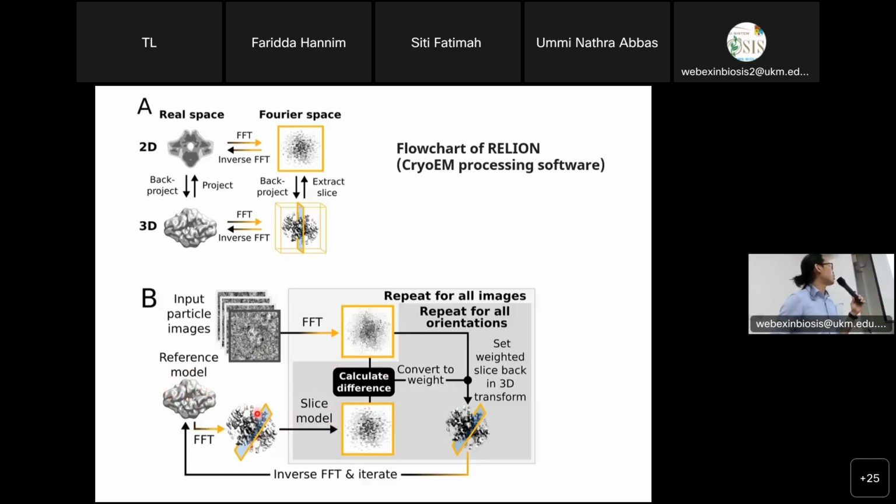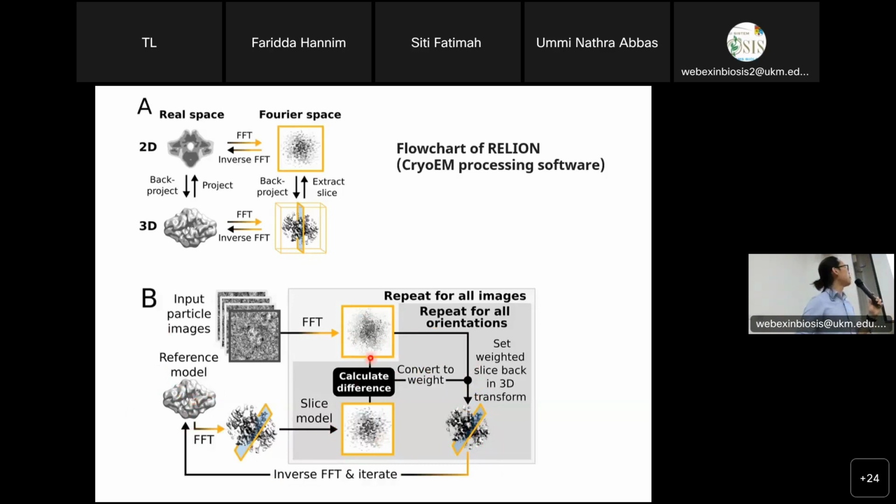So you get a Fourier transform of these reference models, and then you get your image and do a Fourier transform of your image. This is a 2D image, and then they start comparing. They find the identical Fourier transform image, calculate the differences, and apply a lot of weighting. Weighting means how heavily you want to emphasize this data. Then they do a reverse Fourier transform into a 3D format, and reverse to get back your model. Then you keep doing this until you get a high resolution model.